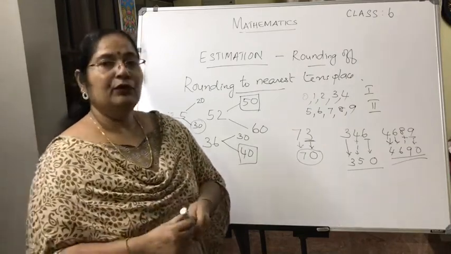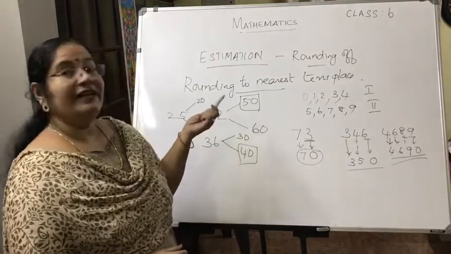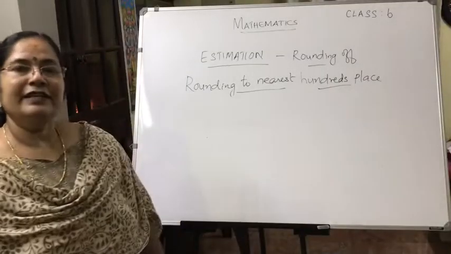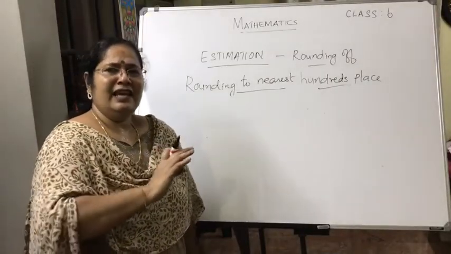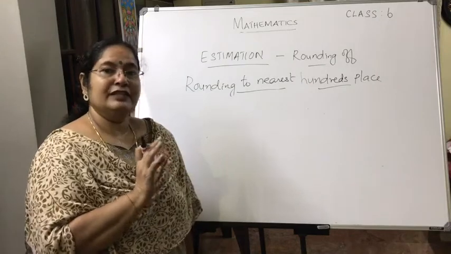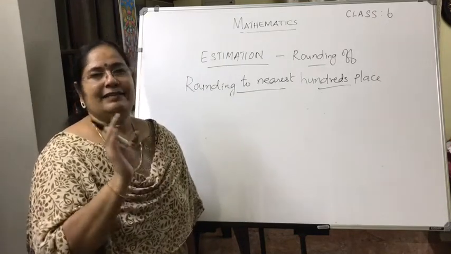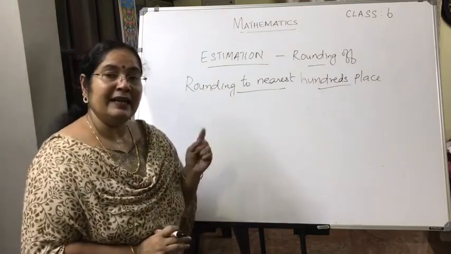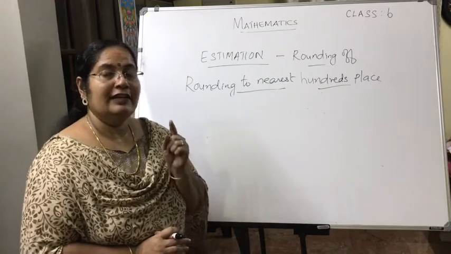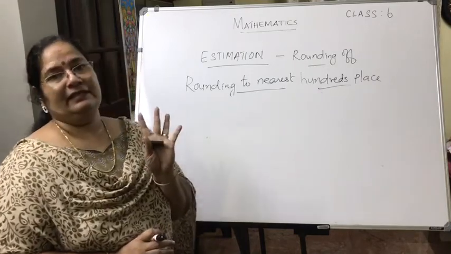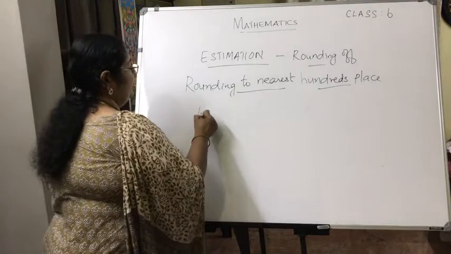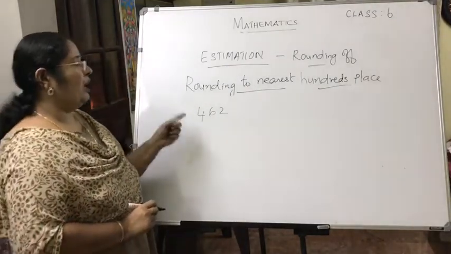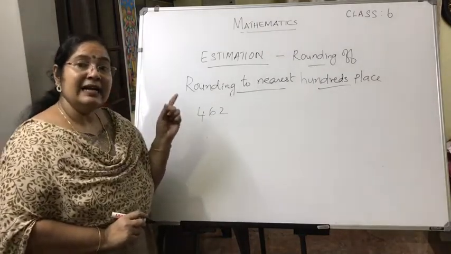Now we are going to learn how to round to the nearest hundreds place. Rounding to nearest hundreds place. Same application as what you have learned for tens place, with a slight difference. If you are asked to round a number to the nearest hundreds place, you will look for the digit in tens place. One example, suppose 462. You are asked to round this to the nearest hundreds place.